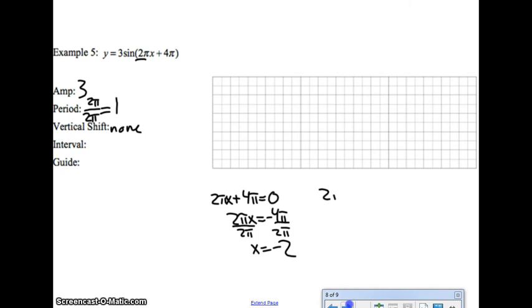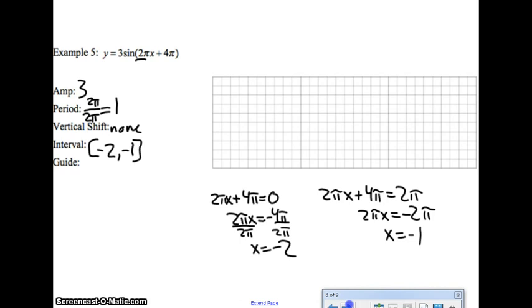I would do the same thing and set it equal to 2 pi. So I would have 2 pi x equals 2 pi minus 4 pi, which is negative 2 pi. So x equals negative 1. So my interval is from negative 2 to negative 1.